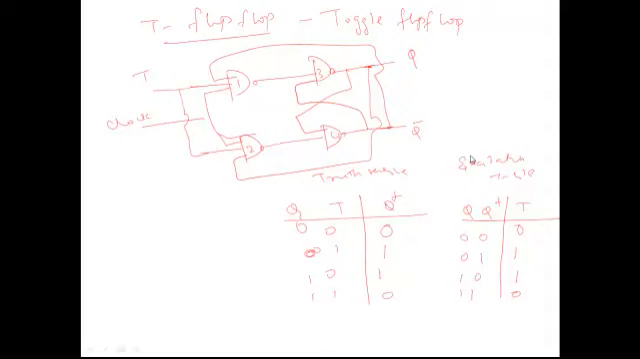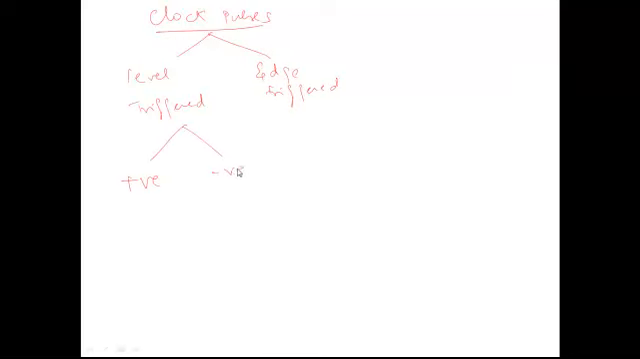With this, the flip-flops are over, and now I want to tell you an important thing. We have seen 4 different flip-flops, which are all triggered by clock pulses. I told you to assume a positive clock pulse. This clock pulse is of 2 types basically: we will have either level triggered or edge triggered. In level triggered we have positive level triggered and negative level triggered. In edge triggered also we have positive edge triggered and negative edge triggered.